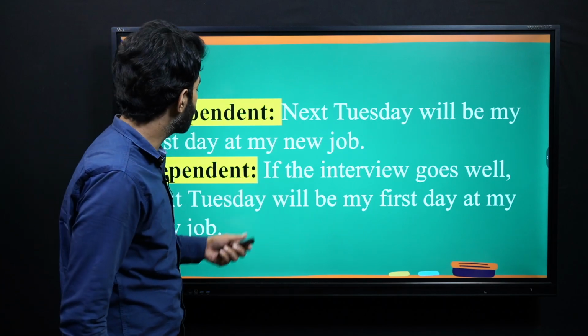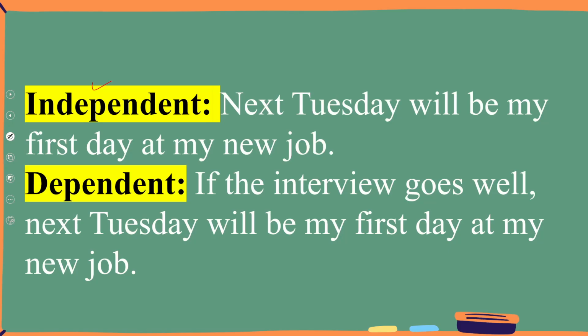Now, here is an example. This is an example of independent clause. Next Tuesday will be my first day at my new job. Does it make complete sense? Yes. Dependent clause. If the interview goes well, next Tuesday will be my first day at my new job. Now, this part over here is the dependent clause. We have our subordinating conjunction if at the start of the dependent clause or subordinating clause.